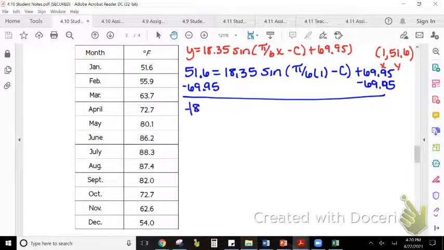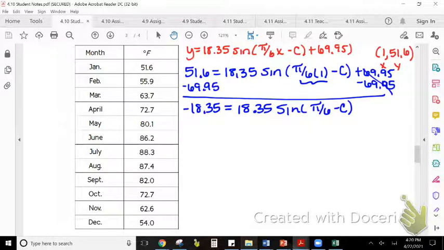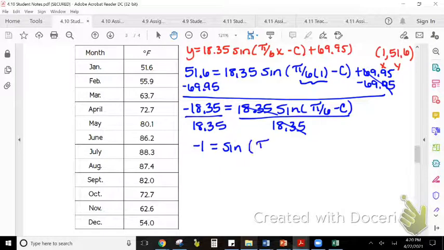And so we get negative 18.35 equals 18.35 sine of pi over 6 times 1, which I'm going to go ahead and put as pi over 6, minus c. And that canceled. Now we're still trying to get the sine part by itself, so we're going to divide by the 18.35. So we get negative 1 equals sine of pi over 6 minus c.